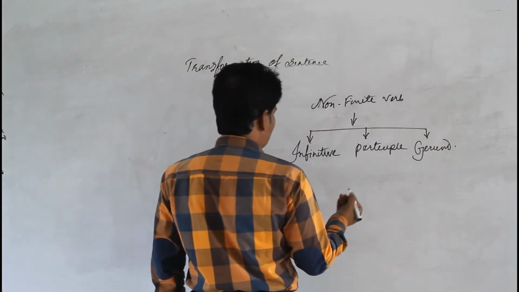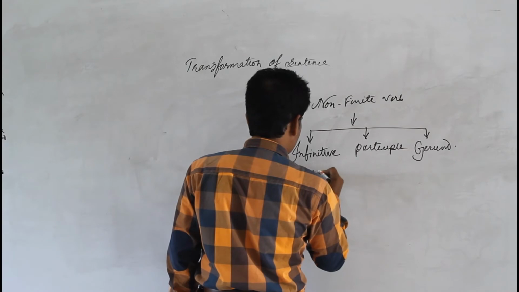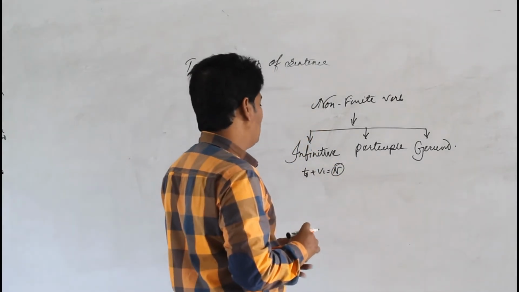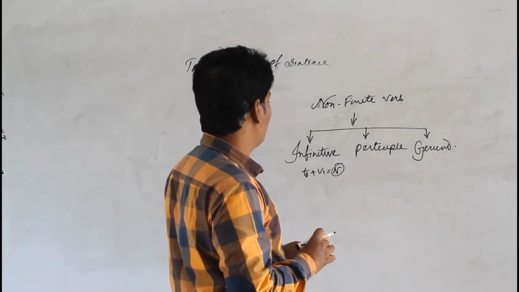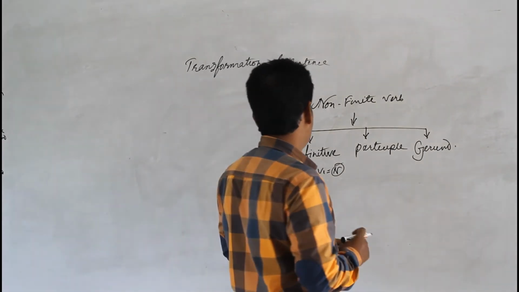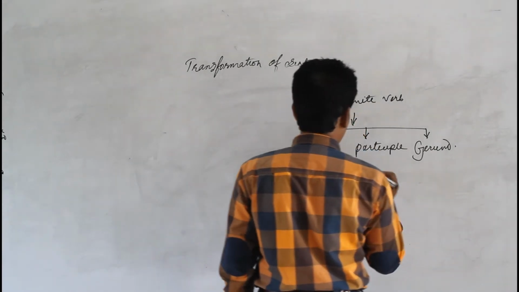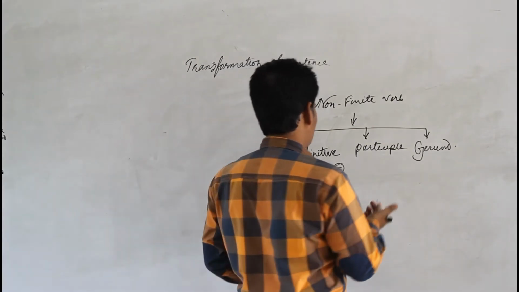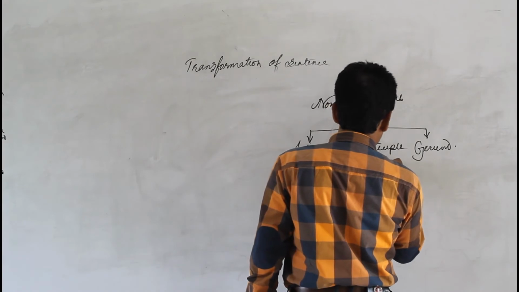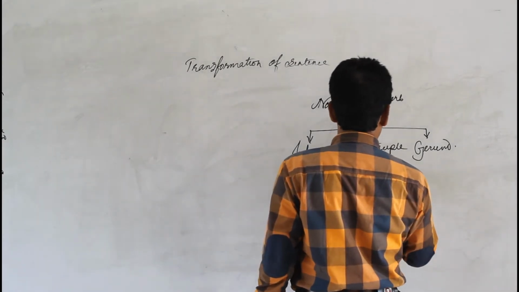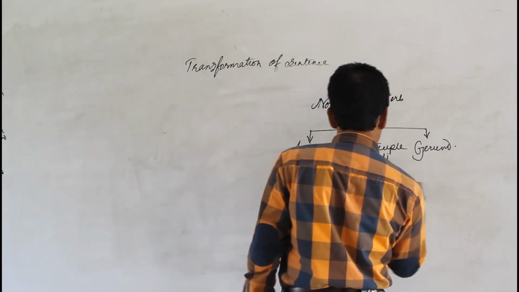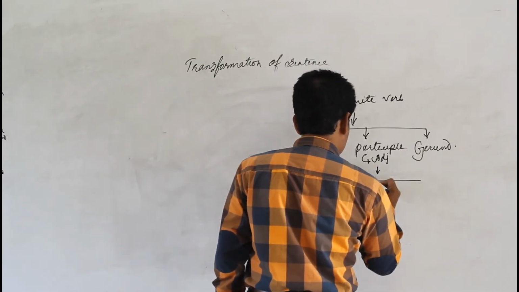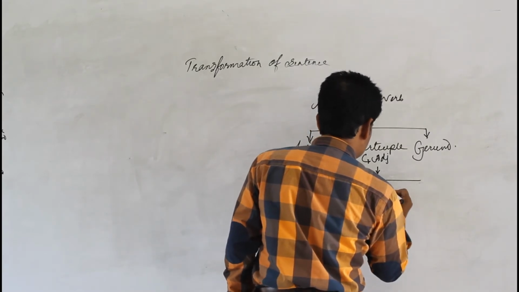The structure of infinitive is to plus V1, that is the base form of the verb, equal to a noun. If to plus V1 acts like a noun, certainly that can be identified as an infinitive. A participle is a changed form of a verb which acts like an adjective. Participles can be classified in three: present participle, past participle, and perfect participle.